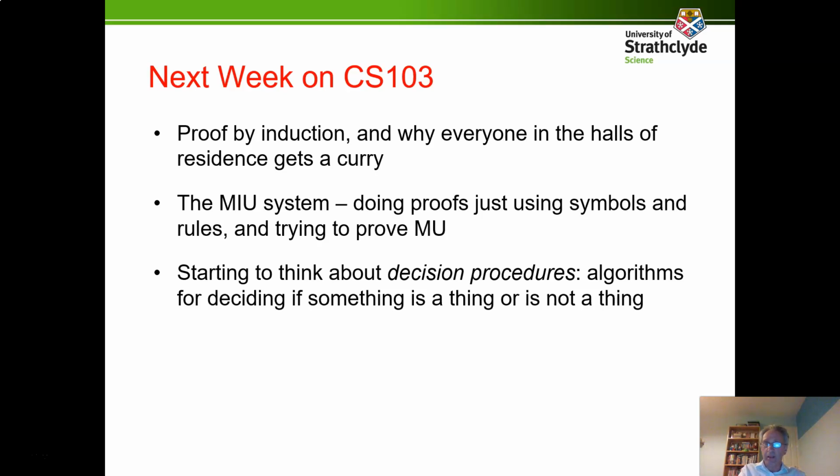And then finally, we're going to start looking at decision procedures, and these are very important things. These are algorithms for deciding if an input is a thing or is not a thing. So an example decision procedure is, in fact my daughter's just written this as an example program at her school, you feed in a number and it decides whether or not it's prime or not. So that's a decidable problem. How many problems can we think of that are decidable, and are there any problems that are not decidable?